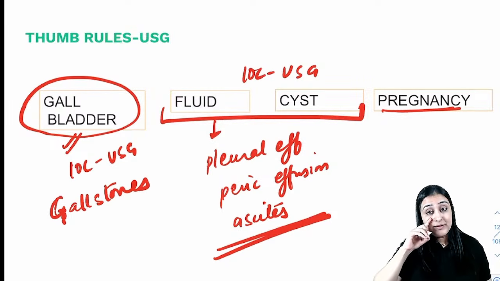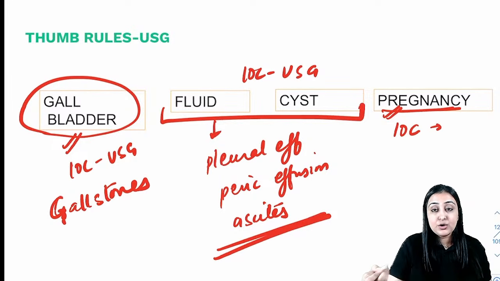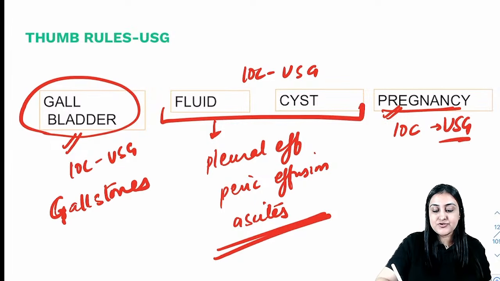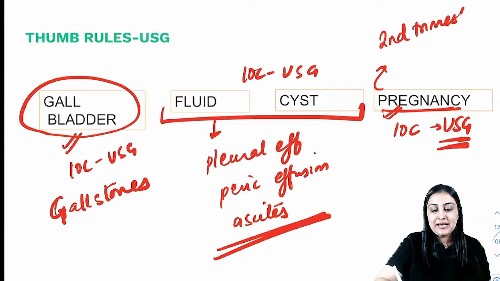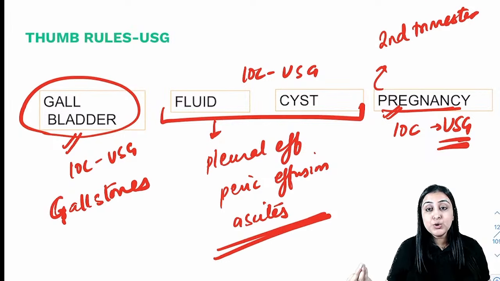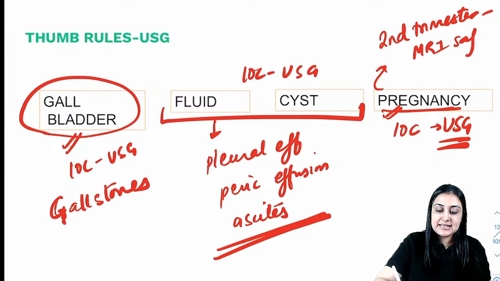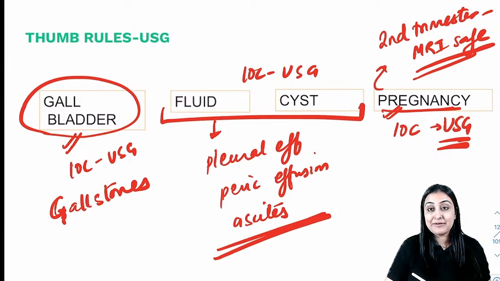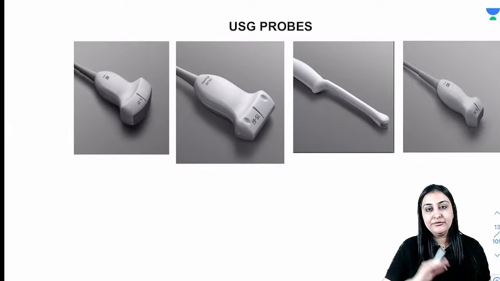Pregnancy, again, we want to save radiation. So for any pregnancy-related complication or emergency, investigation of choice, ultrasound. Can I do MRI in pregnancy? I can. Remember, for the first trimester, MRI is not FDA approved; we do not know if it is safe or not. For the second trimester onwards, MRI is completely safe and approved. So we do MRI if I am suspecting a severe congenital anomaly. So this is our thumb rule of ultrasound.